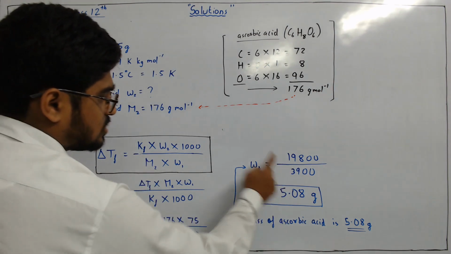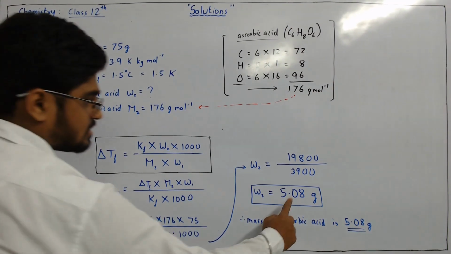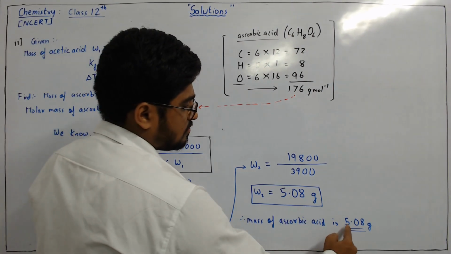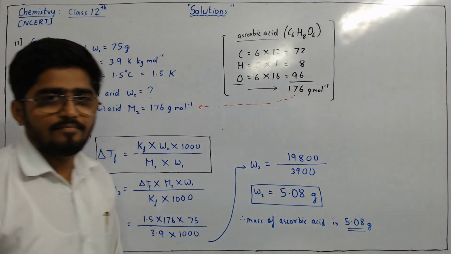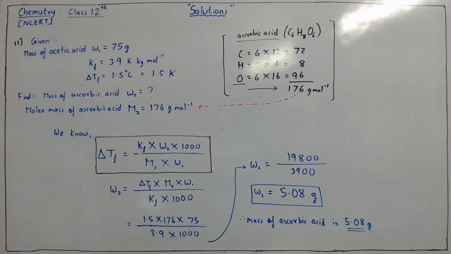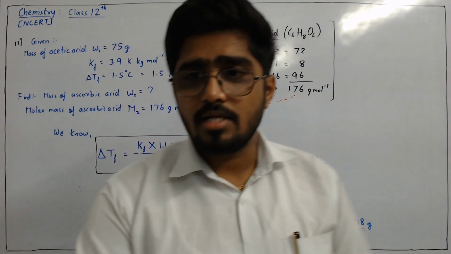So if you divide these two things, you get the answer 5.08 gram. So the mass of ascorbic acid we need is 5.08 gram. Okay. I hope you understood this question. You can take a screenshot. Okay, let's proceed to question number 12.